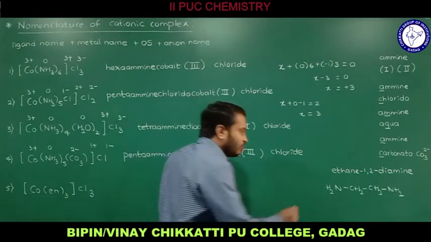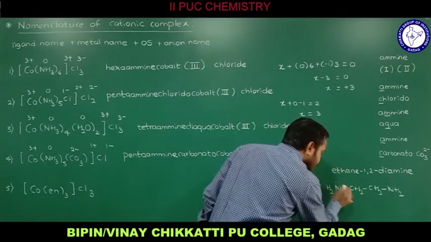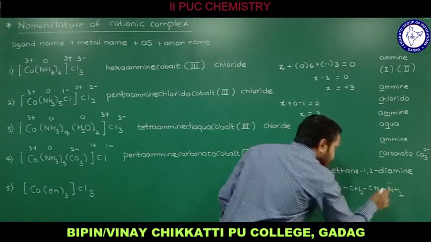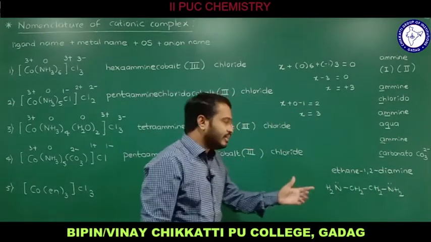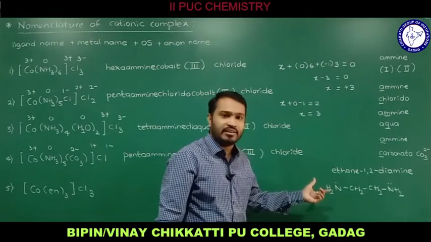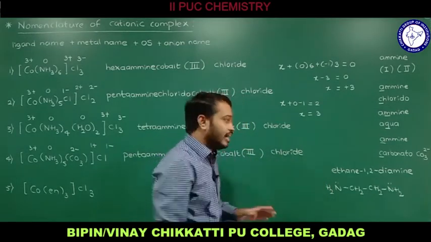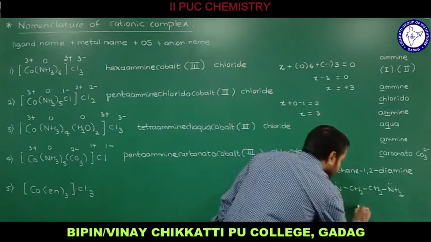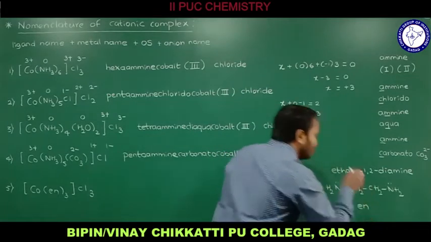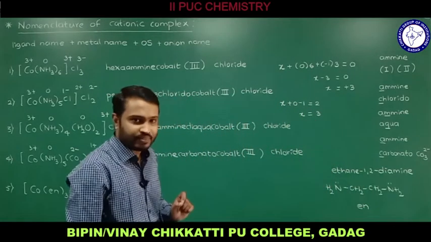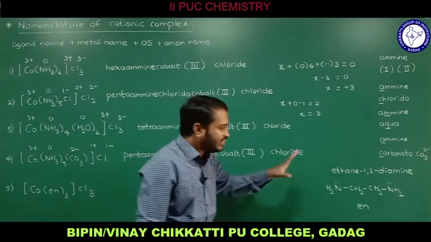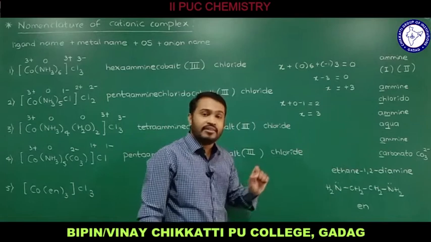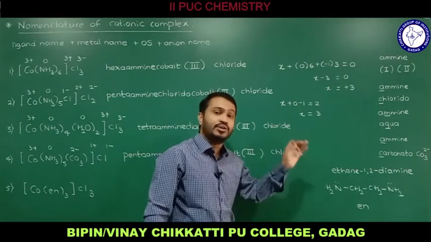Why? Because on nitrogen we have a lone pair of electrons and on the other nitrogen we have a lone pair of electrons. So two lone pairs of electrons are going to be donated, therefore this ethane 1,2-diamine belongs to bidentate ligand, and we write it with the symbol En. And remember, we don't have any charge on this ethane 1,2-diamine, therefore it is a neutral ligand.